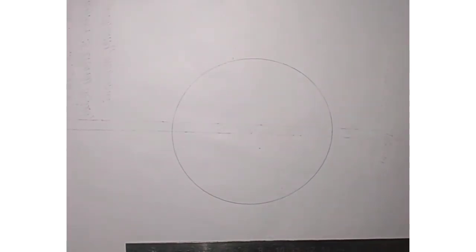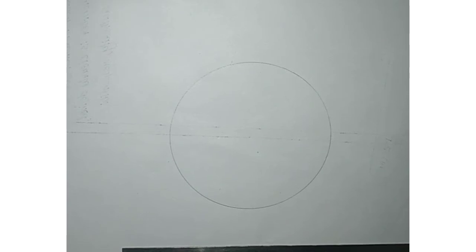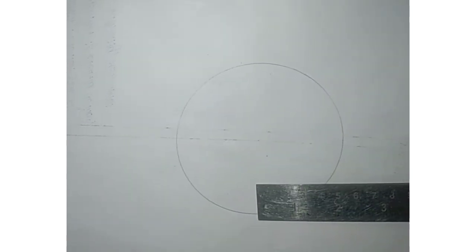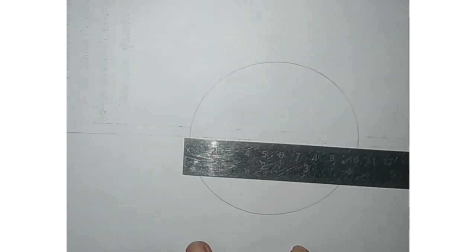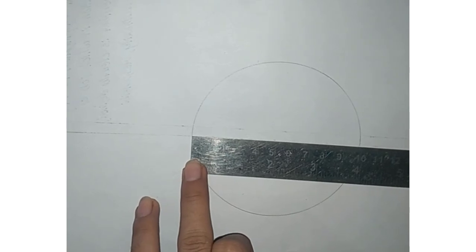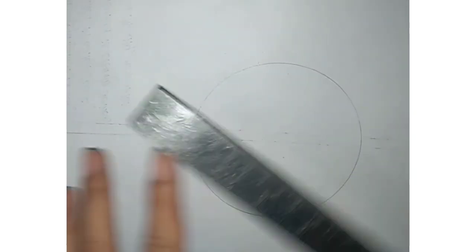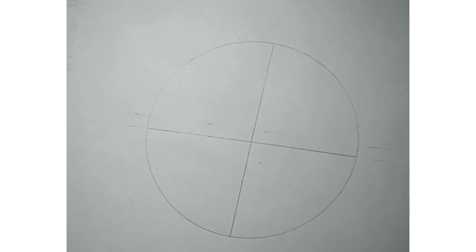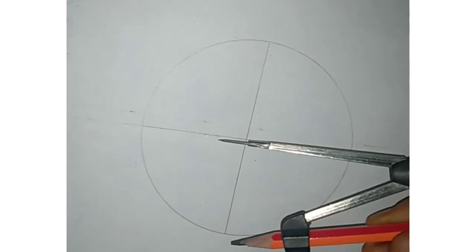This is a circle with 10 centimeter diameter and 5 centimeter radius. First, we have to make 2 diameters exactly perpendicular to each other. That means this and then this. So I have made 2 diameters exactly perpendicular to each other.